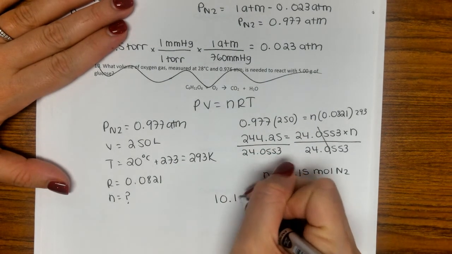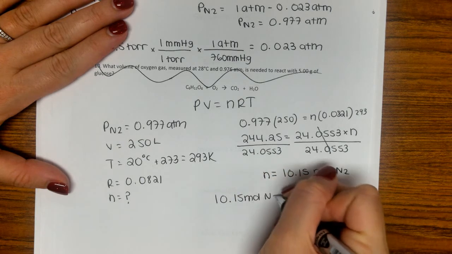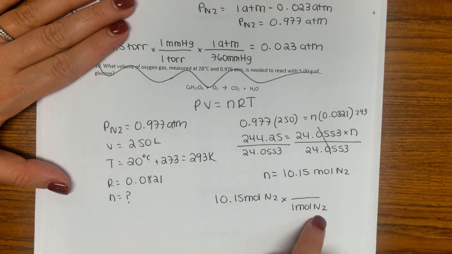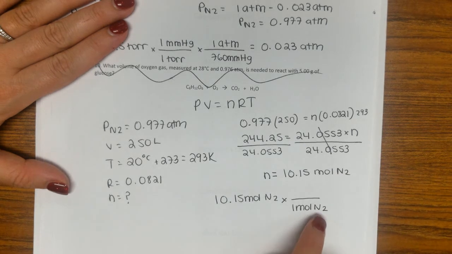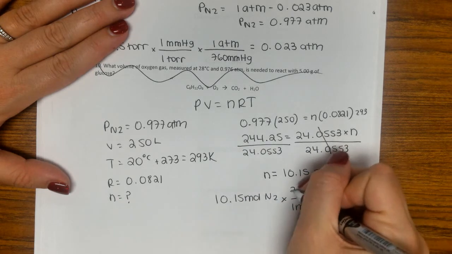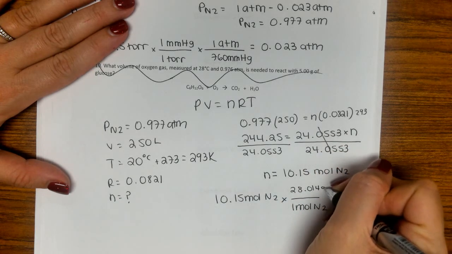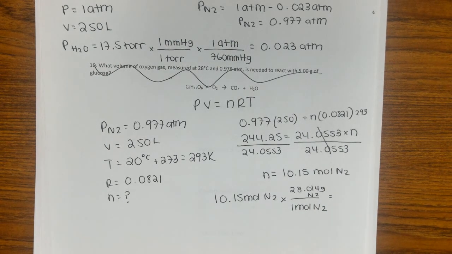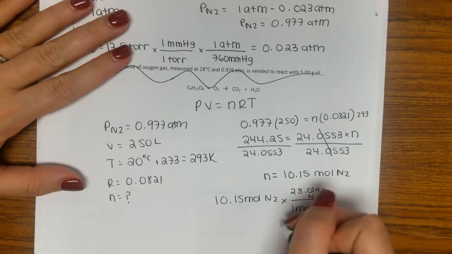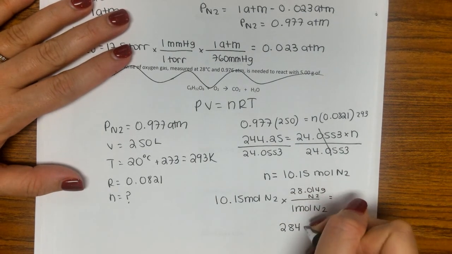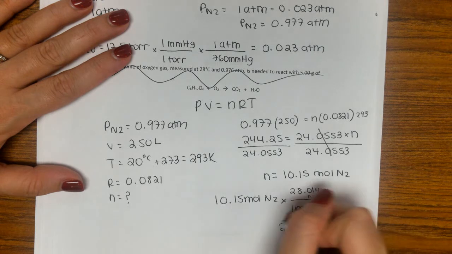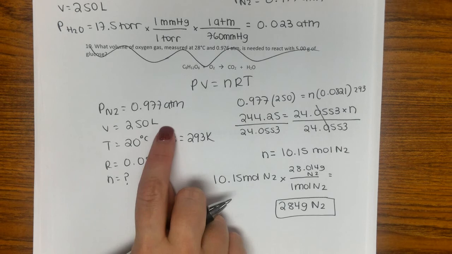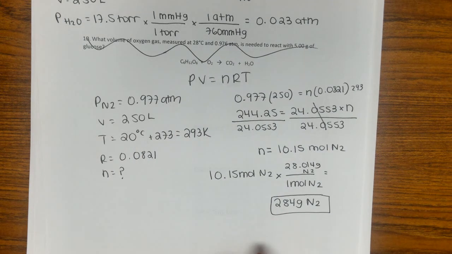Okay, so 10.15 moles of N2 times 1 mole N2. Make sure you look at nitrogen, and because it's N2, you multiply the mass by 2, is 28.014 grams of N2. And so this would make 284 grams of nitrogen, which is quite a bit. But when I look at my volume, the volume's 250 liters, so yeah, grams should be a lot.